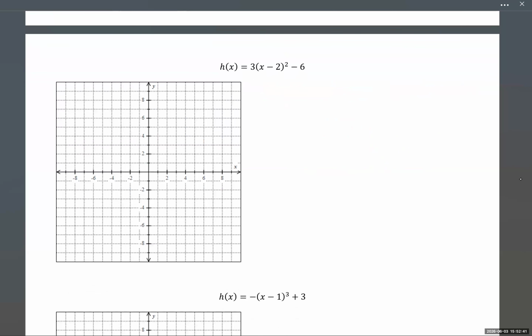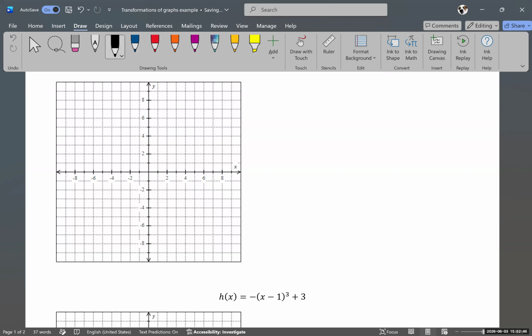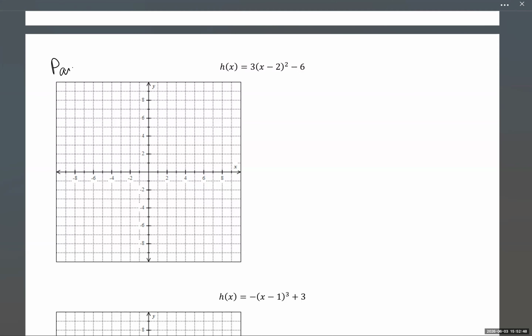Let's try a different function. So this time it's a quadratic. So the parent function is x squared. We'll go ahead and graph it so that we know what it looks like. You do need to memorize what parent functions look like in order to be effective in this technique. So this is the parent function of y equals x squared.